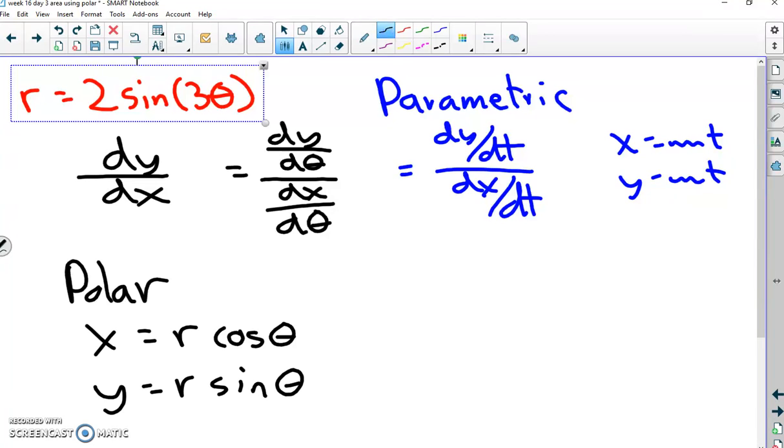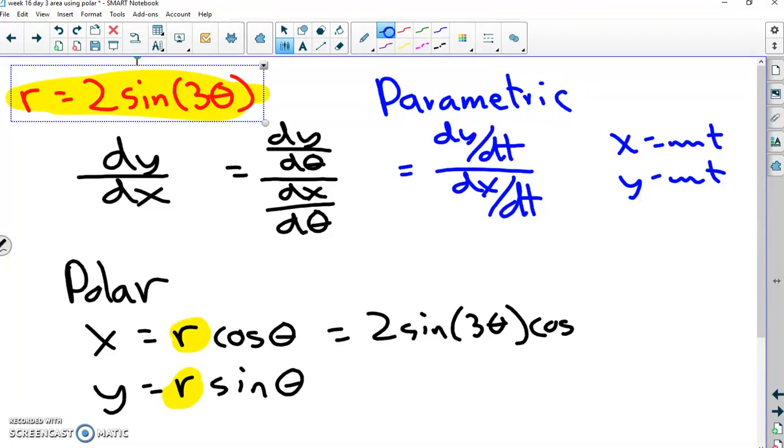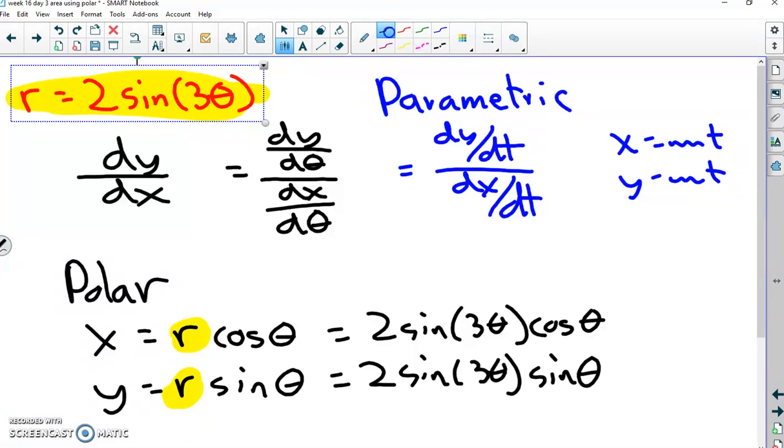And what does r mean? Is it just the letter r, or is it the dude? It's the dude. It's the function you're referring to. So I can write this as 2 sine 3 theta cosine theta. And this can be 2 sine 3 theta sine theta. Notice how it is r times cosine, r times sine.